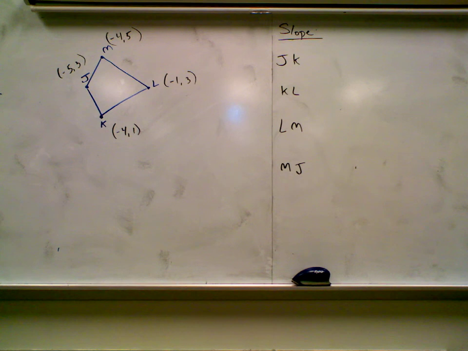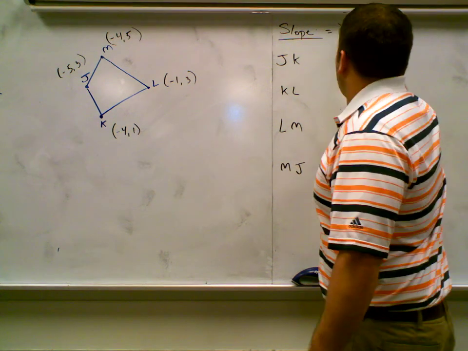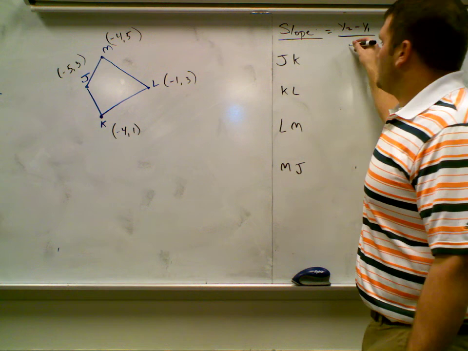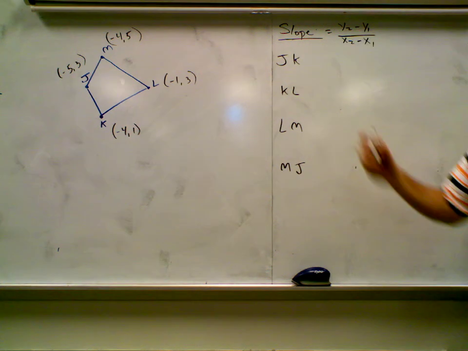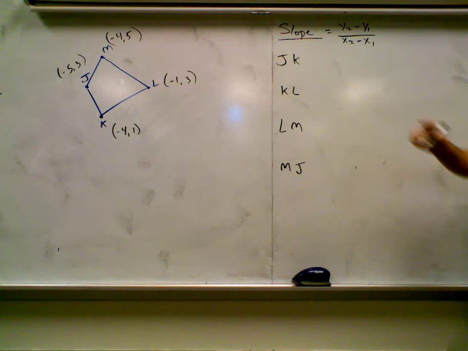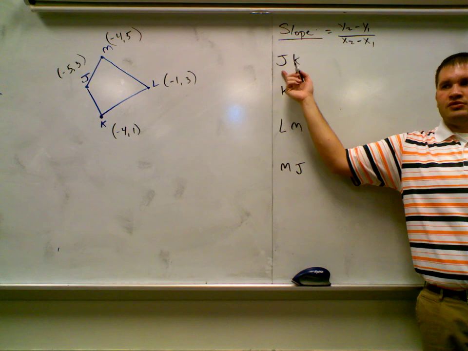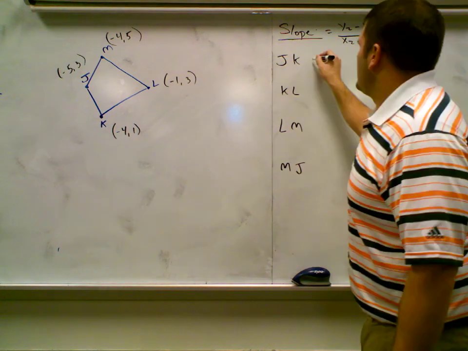Okay. So now I got to figure out the slope, right? Our slope equation is y2 minus y1 over x2 minus x1. Good. So I'm going JK. The way it's set up, K is probably my point 2. K is my point 2, and J is my point 1.